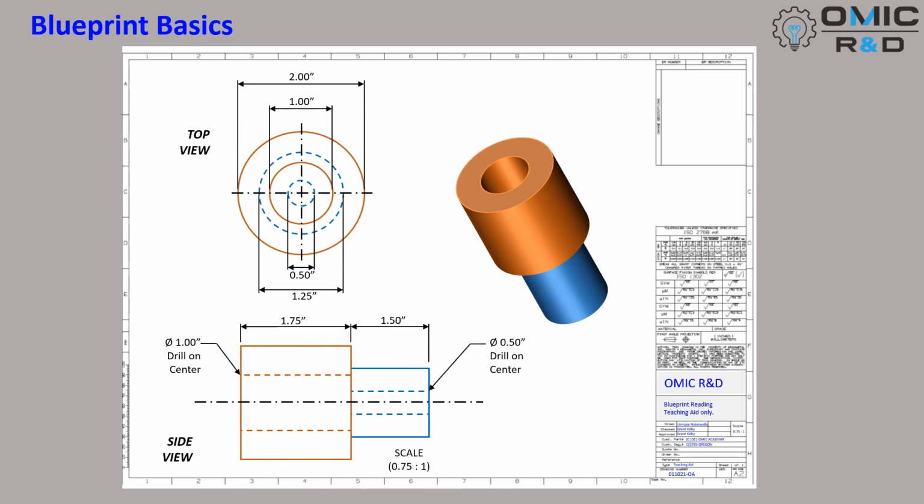And next, I can give the reader some more dimensions on each of these features. So now we want to confirm that we have enough details so that we can manufacture this part. So I'm going to highlight the sections here. The orange section has an outside diameter of 2 inch and a hole within it of 1 inch, whereas the blue section has an outside diameter of 1.25 inches and a hole within it of 1/2 inch.